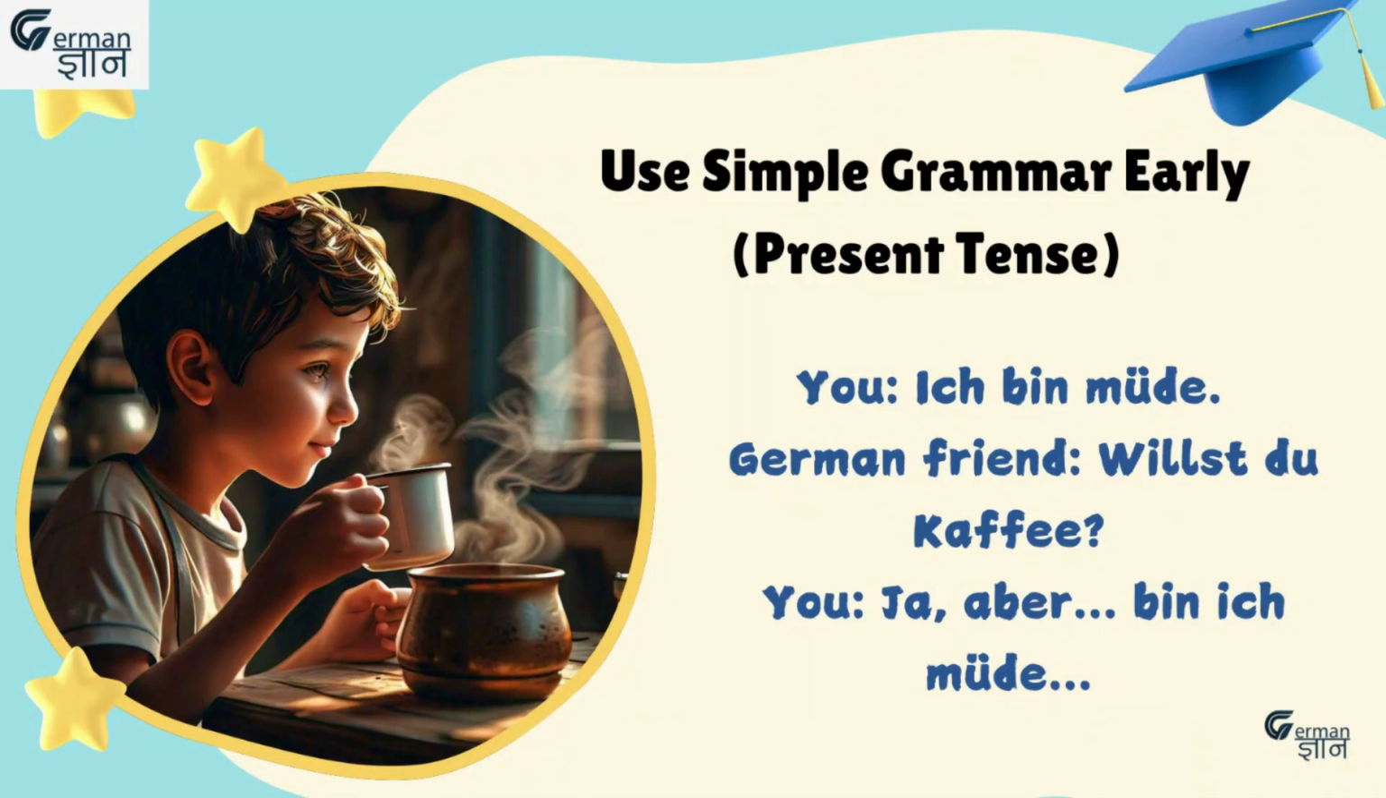And the trick is focus on verbs like haben and sein. Haben means to have and sein means to be.